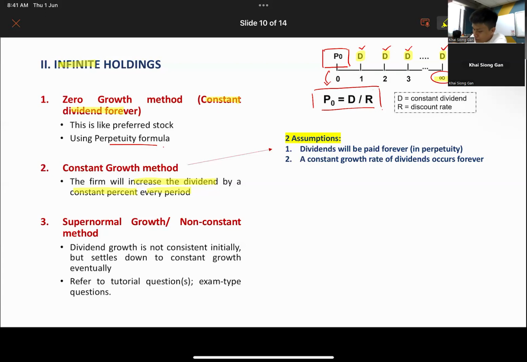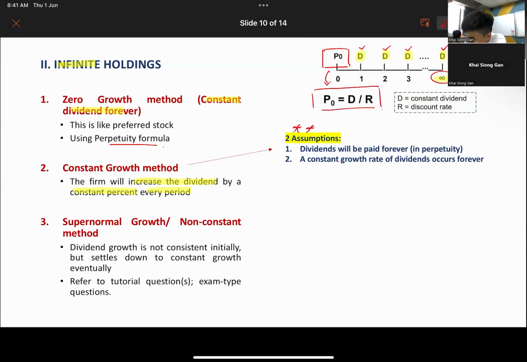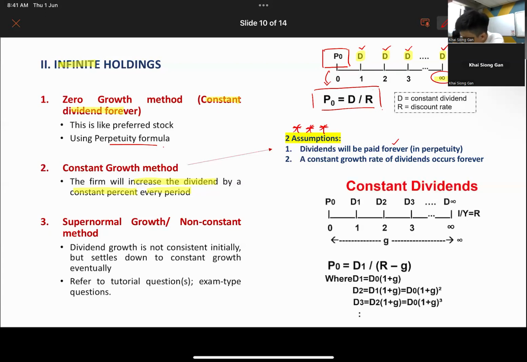Now, I want you to remember two assumptions. These two assumptions are very important. The two assumptions that must be fulfilled before you are able to use constant growth method. The first one is, dividend will be paid forever. It will be paid forever, but the amount is not always the same. Second, a constant growth rate of dividends occurs forever. That means the growth rate is constant.